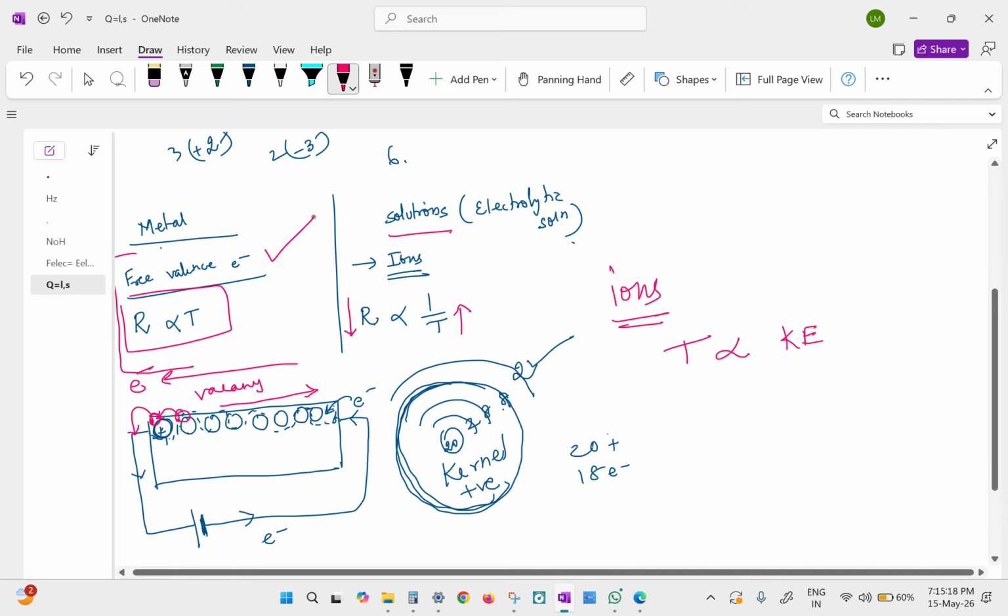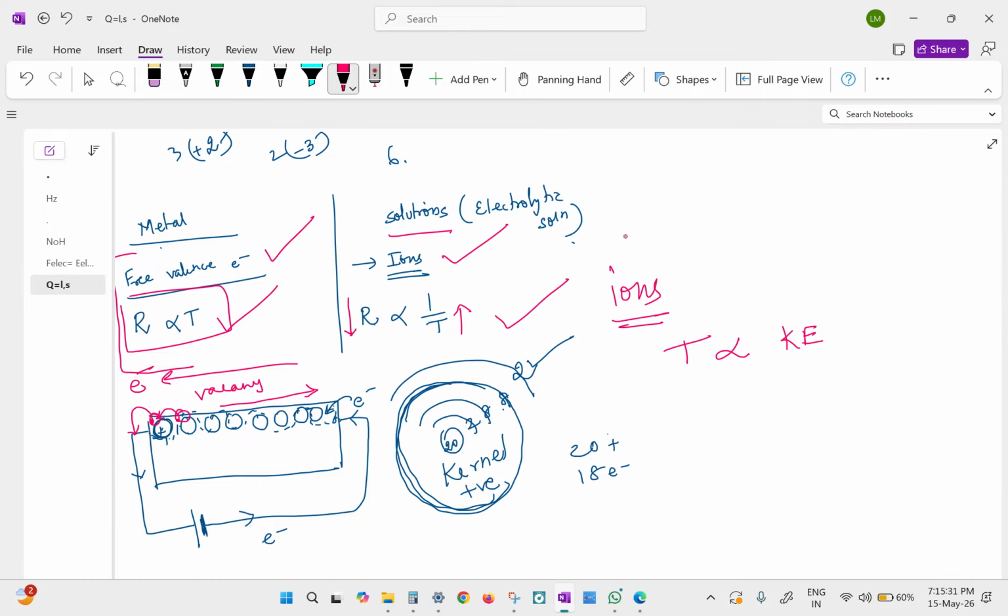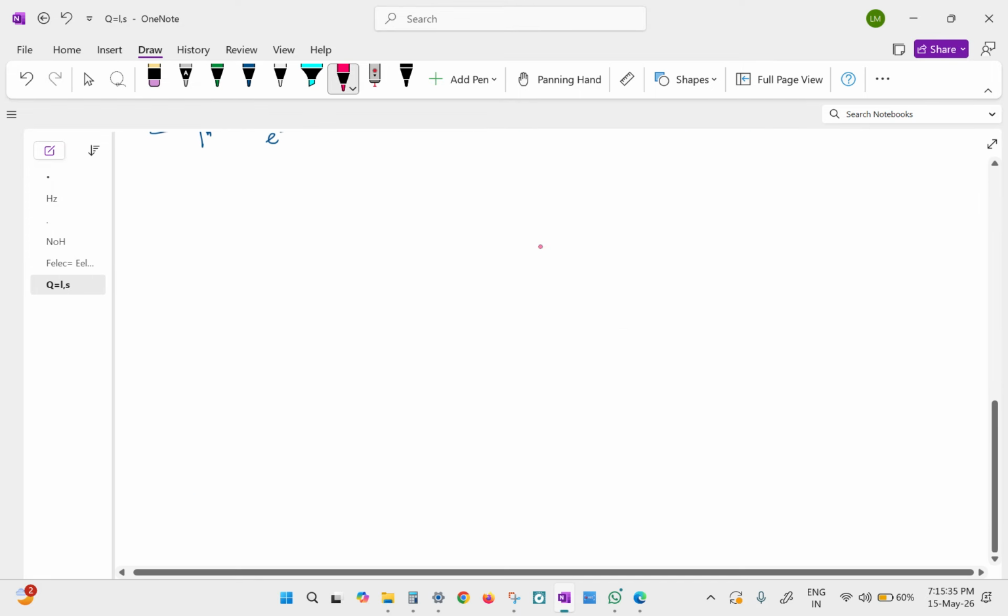These are the two most important and striking differences. The charge carrier in a metal is the electron, and resistance is directly proportional to temperature. The charge carrier is the ions in a solution, and the resistance is inversely proportional to temperature. Any doubt in this? No. Okay.